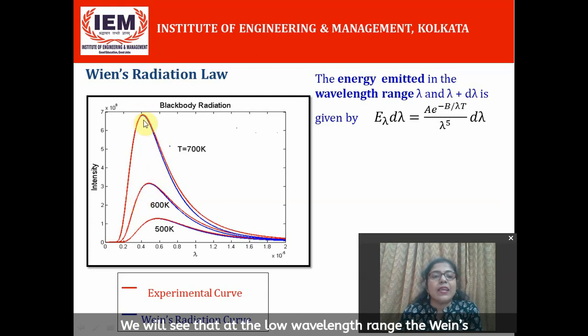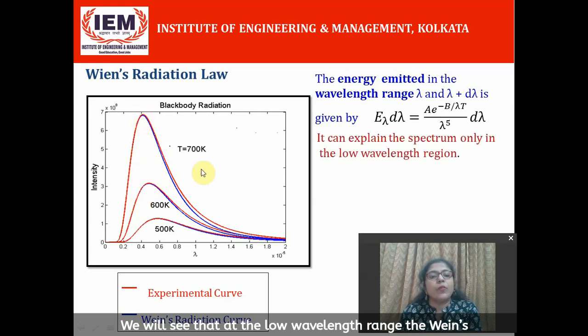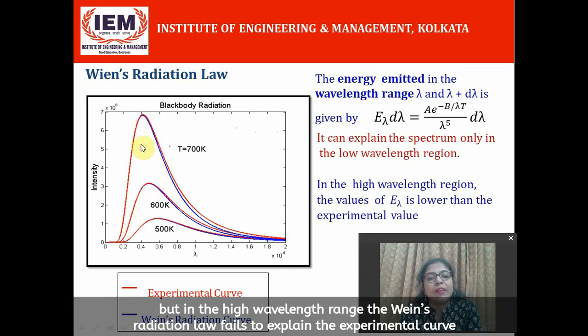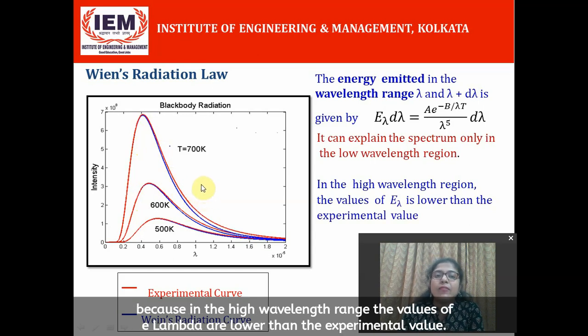We will see that in the low wavelength range, Wien's radiation law can explain the experimental curve, but in the high wavelength range, Wien's radiation law fails to explain the experimental curve because in the high wavelength range, the values of E lambda are lower than the experimental value.